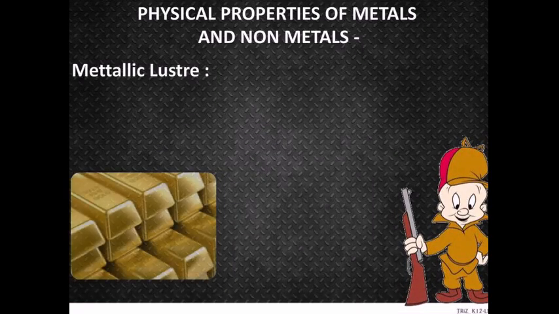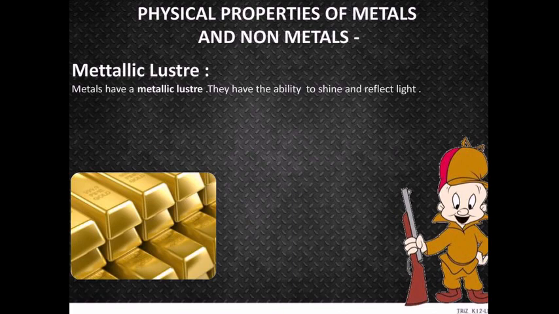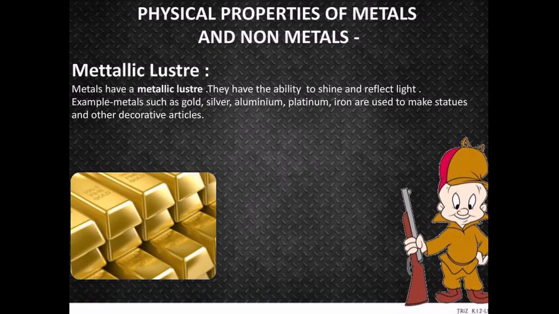Metallic luster. Metals have a metallic luster. They have the ability to shine and reflect light. Example: metals such as gold, silver, aluminium, platinum, iron are used to make statues and other decorative articles. Non-metals do not have luster except iodine crystals.